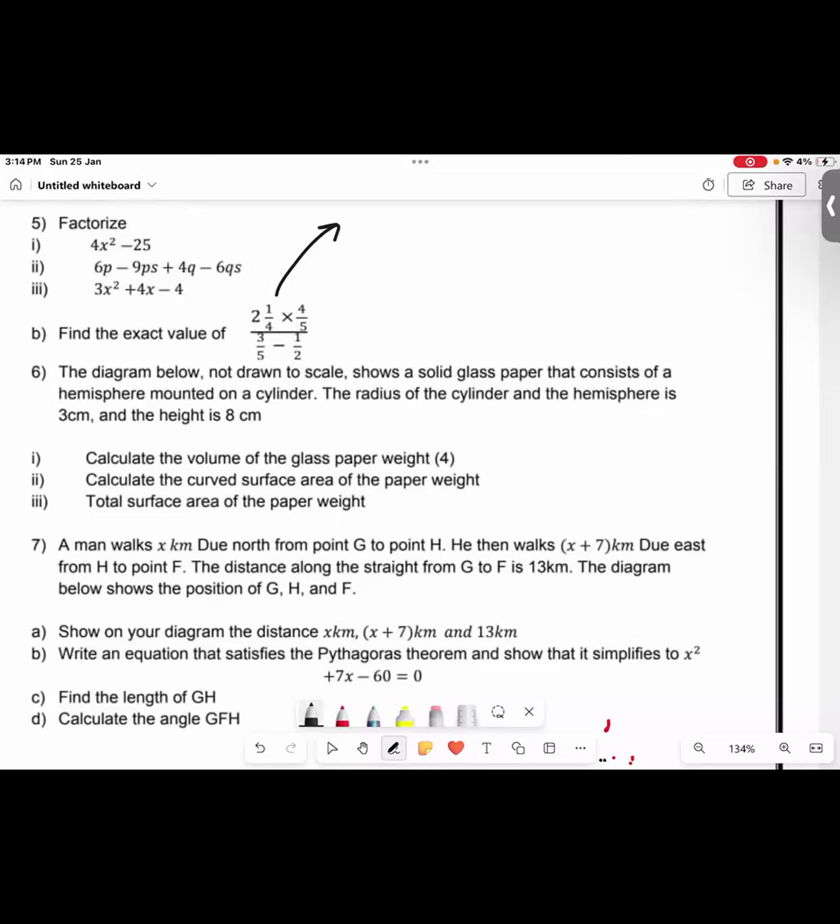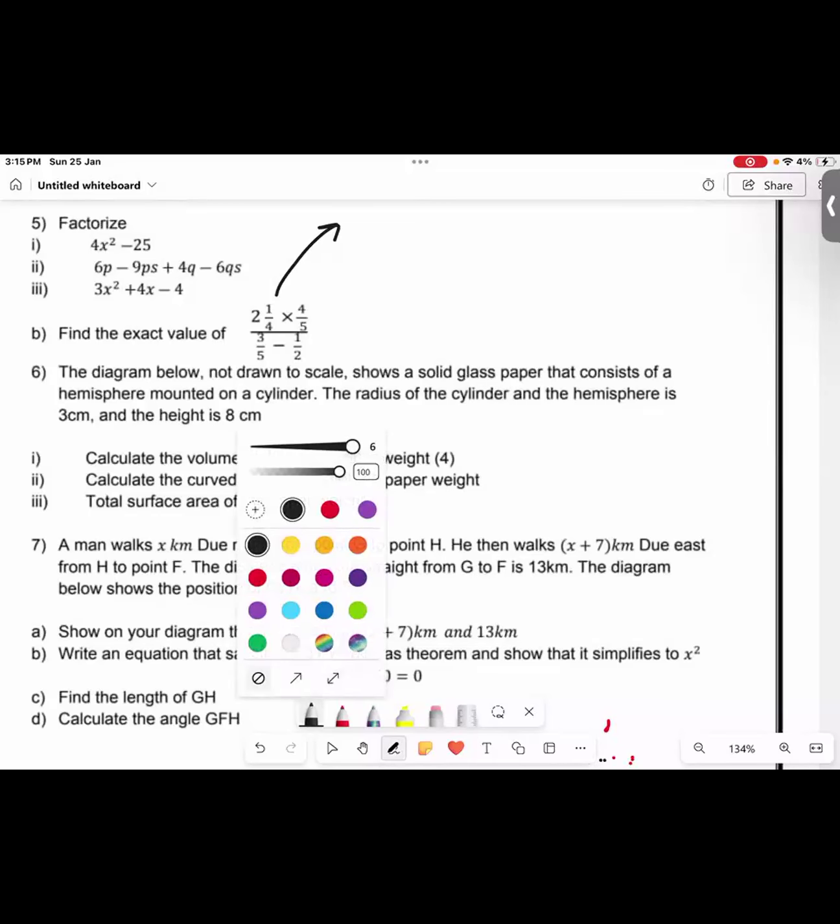All right? So let's see how this one is worked. Back to fundamentals, the first 2 weeks of class when you met me. 2¼ times 4/5, all divided by 3/5 minus a half. What's the rule for multiplication? Well, first of all, what's the rule for fractions? When you see a mixed fraction, you should convert it, correct? Yes or no? Yes, sir. All right, so we're going to go ahead and say 4 times 2 is 8 plus 1 is what?